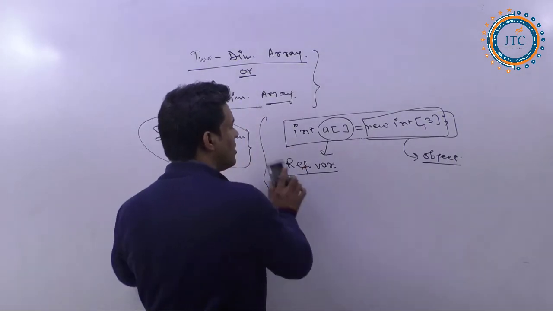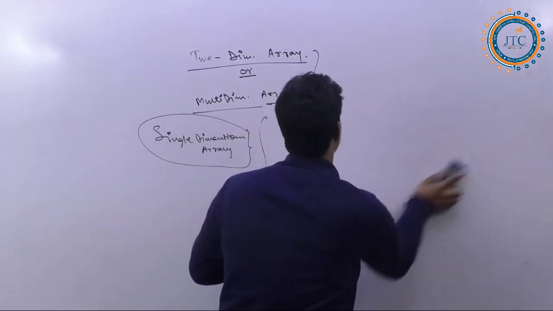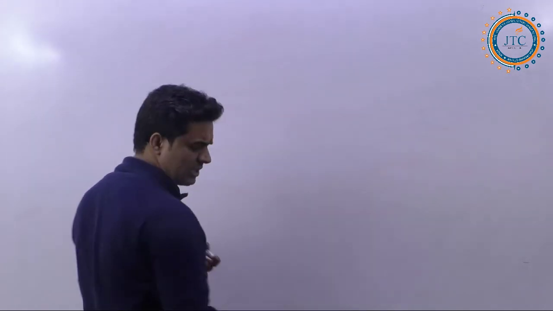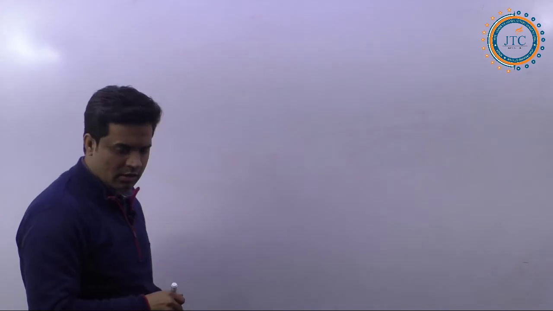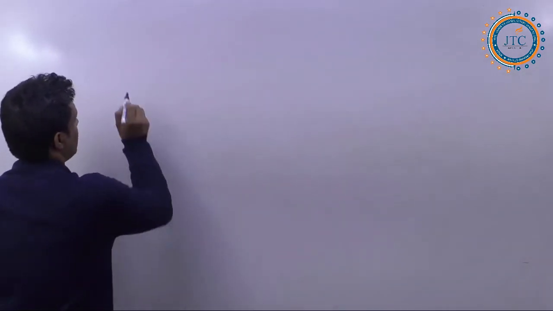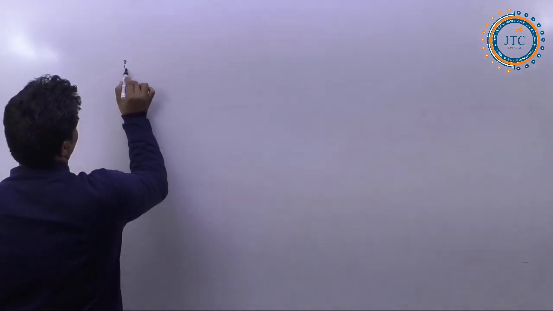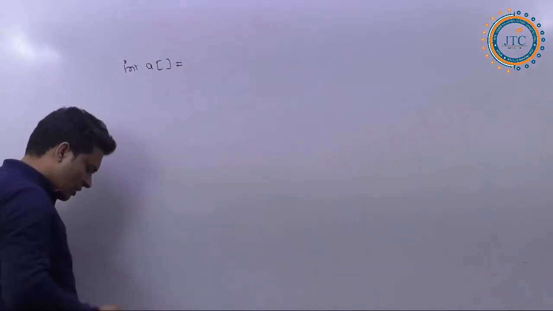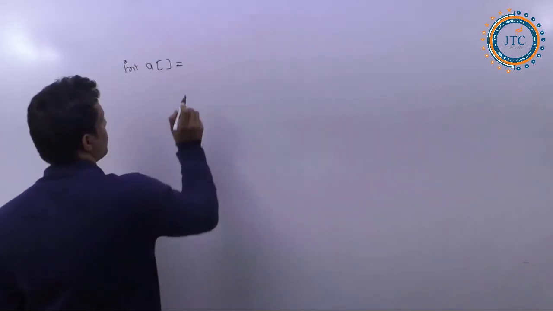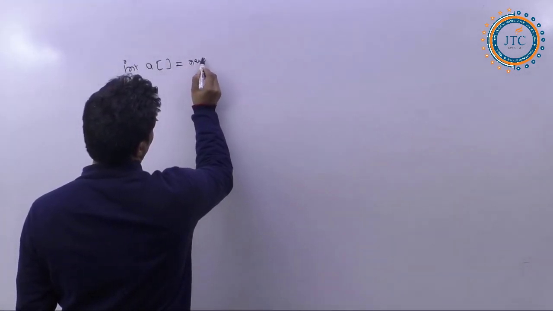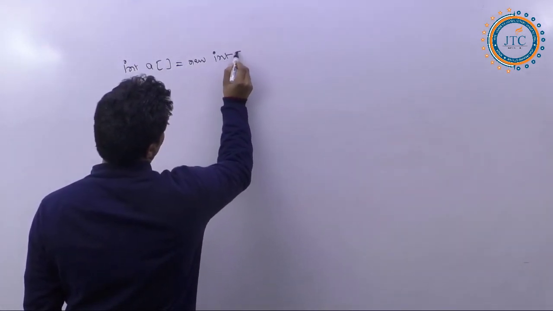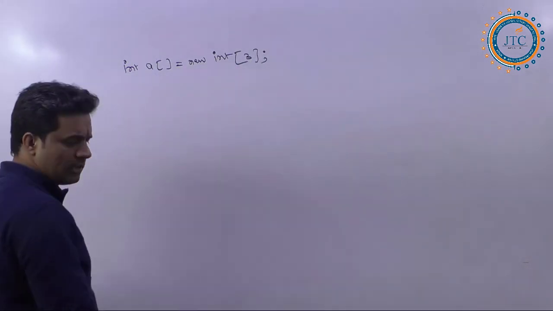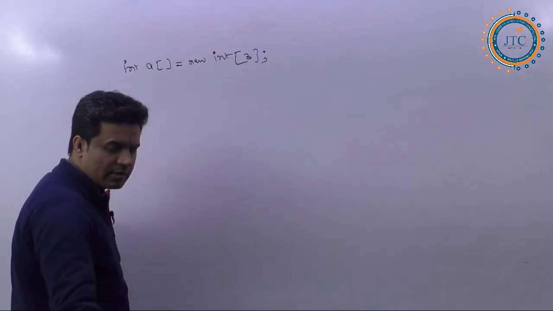So if I draw the representation of this array, let's see here. Let me draw one representation of this particular array. What is that array representation? I am writing int a is equal to new int, and here I am writing 3. Fine. This is one array I have written.